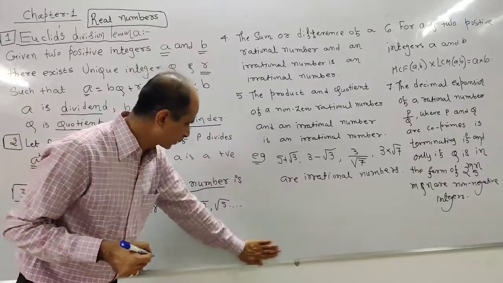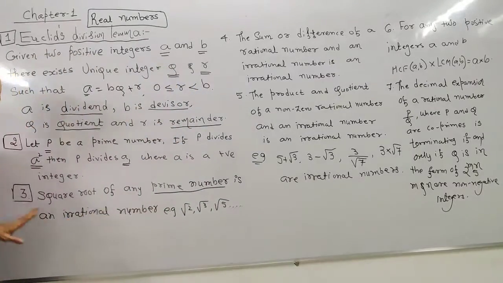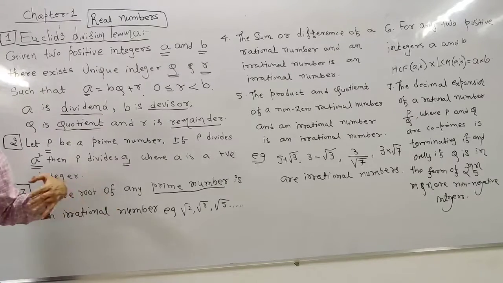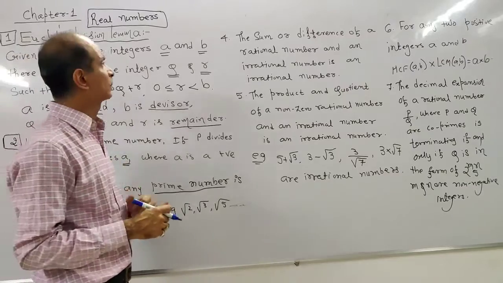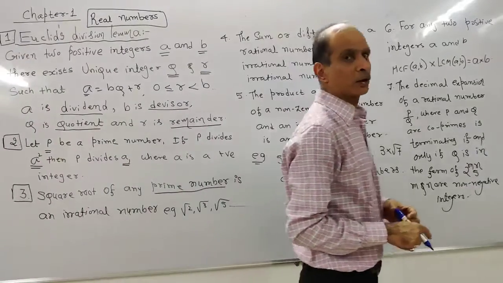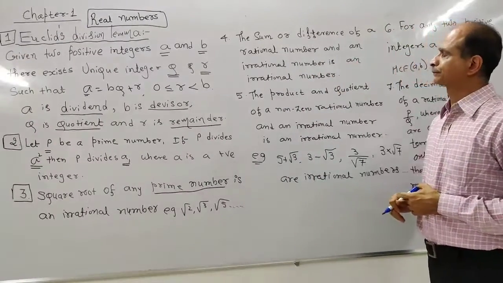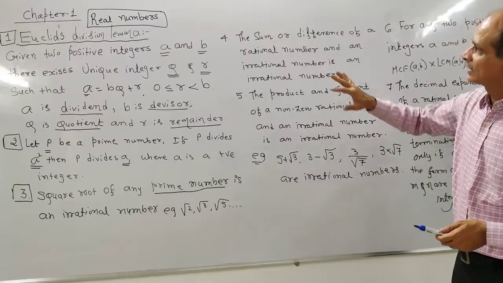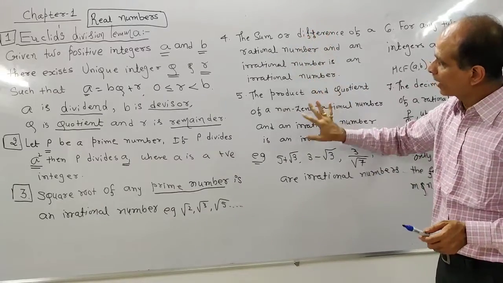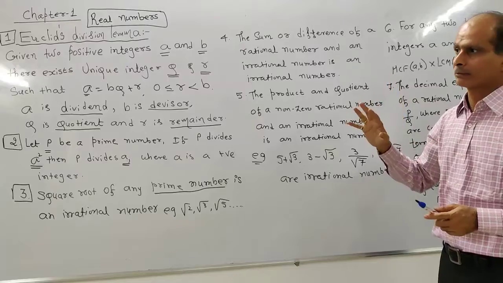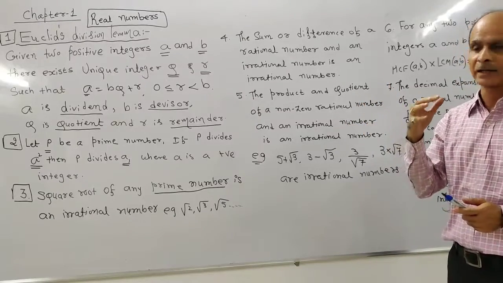So, one very important rule: the square root of a prime number is always an irrational number, and we will prove this in many examples in this chapter. Well, now concept number 4. We have already studied concept number 4 and 5 in chapter number 2 of standard 9.